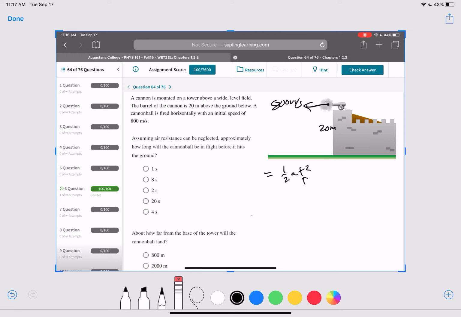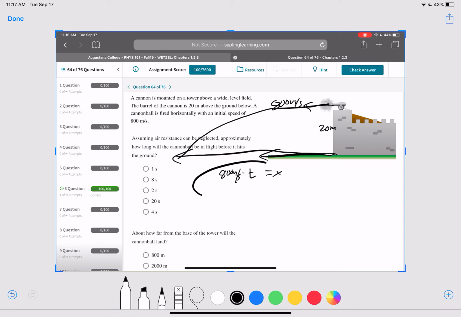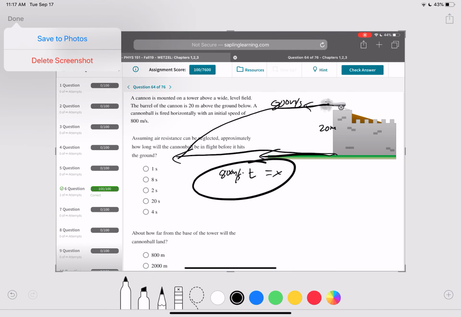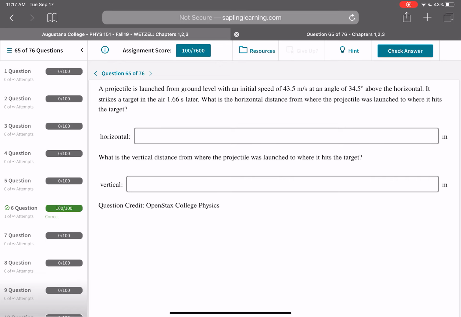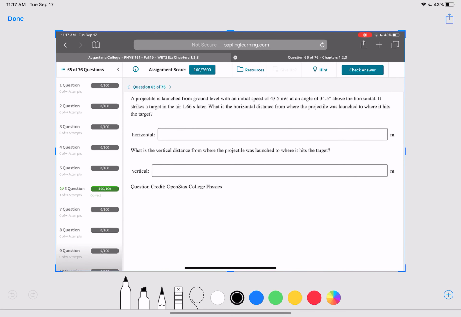All right. Then the next thing, how far from the base of the tower will the cannonball land? Well, that's easy. Now we know how much time it's in the air. We just solve for t, and 800 meters per second times t is going to be the distance that it is able to travel before it hits the ground. Okay, and then that's it. Same as the previous problem. All right, next.